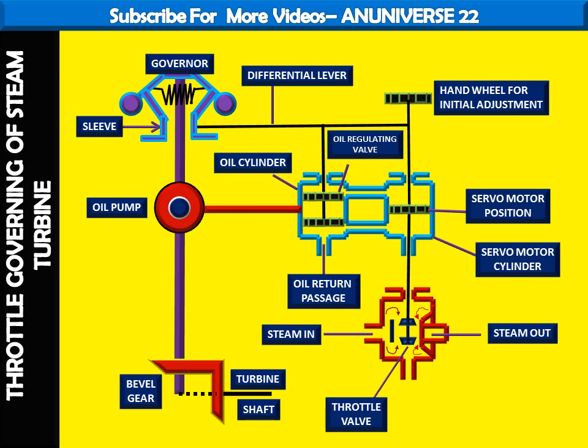the relay piston moves upward and pilot piston moves upward, and due to upward movement of the relay piston, the throttle valve opens and again the supply of steam is increased. So this is all about the throttle governing of steam turbine, and we discussed the main components and its working today.